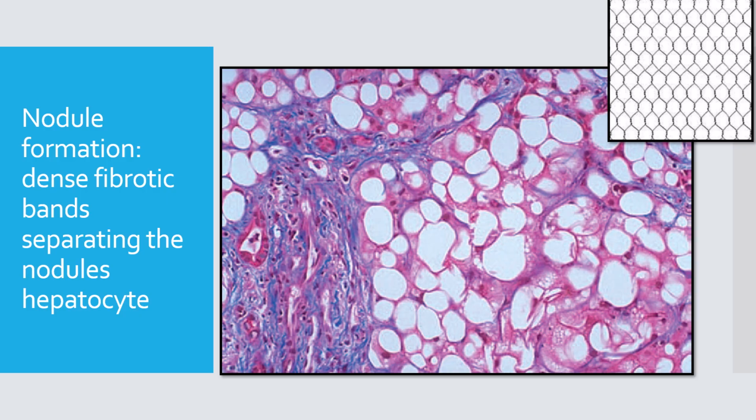So the nodule formation occurs with dense fibrotic bands, deposition of collagen, separating the regenerating nodules of hepatocytes, and this would give a chicken wire appearance. In alcoholic liver disease, the fibrosis starts at the zone 3 region in the perivenular region.